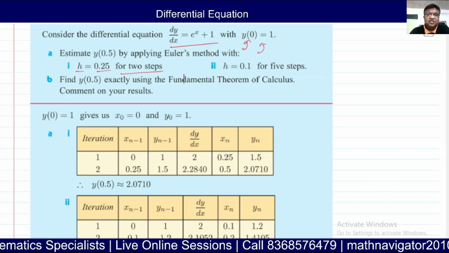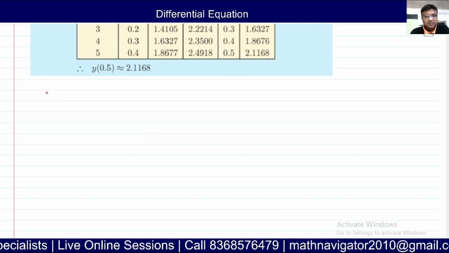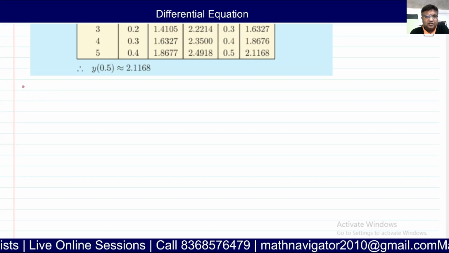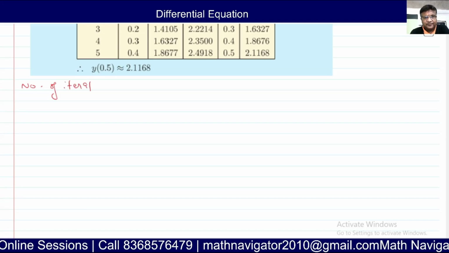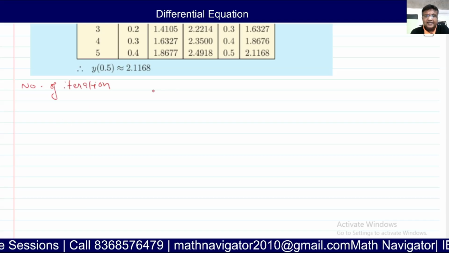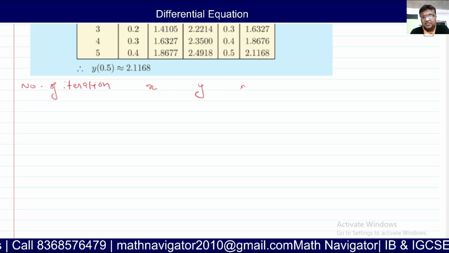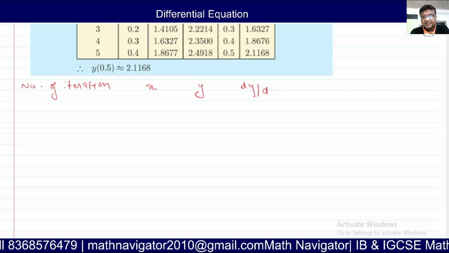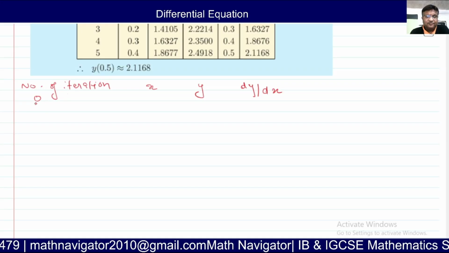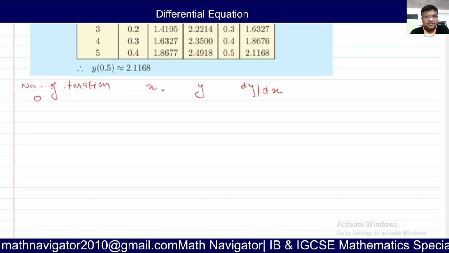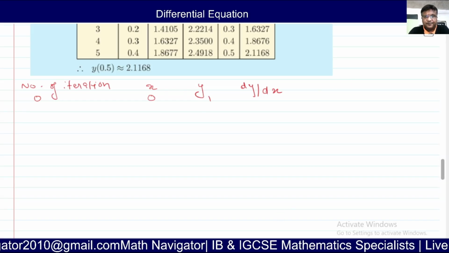So for this, you need to make a table. I'll tell you how to make a table. You need to create this kind of a table: number of iteration, and then x, then y, and then dy by dx. So number of iteration, you have to start with 0. That means I have not done anything yet, so my x is equal to 0, then my y is equal to 1, and my equation is what?